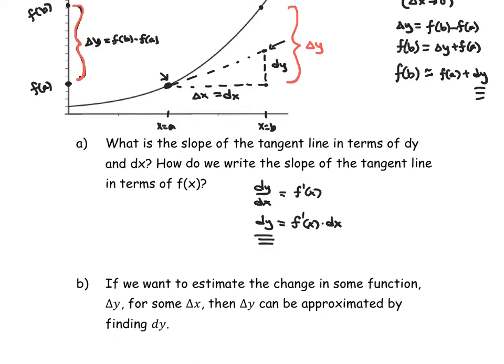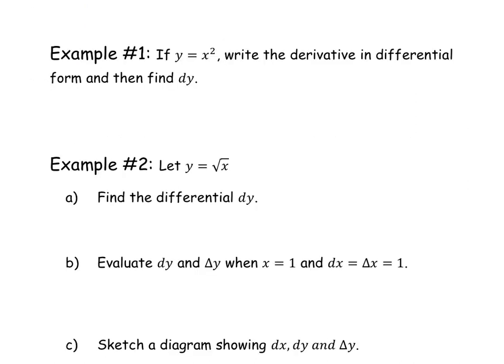Okay, so let's go on and use this in the next slide and show you the application of said item. First things first, let's get a little practice finding dy, and then we'll use that differential to find some approximations. So example 1 says y equals x squared. Write the derivative in differential form and then find dy. Okay, so differential form for the derivative would be dy/dx equals 2x. Right, this right here is f prime of x.